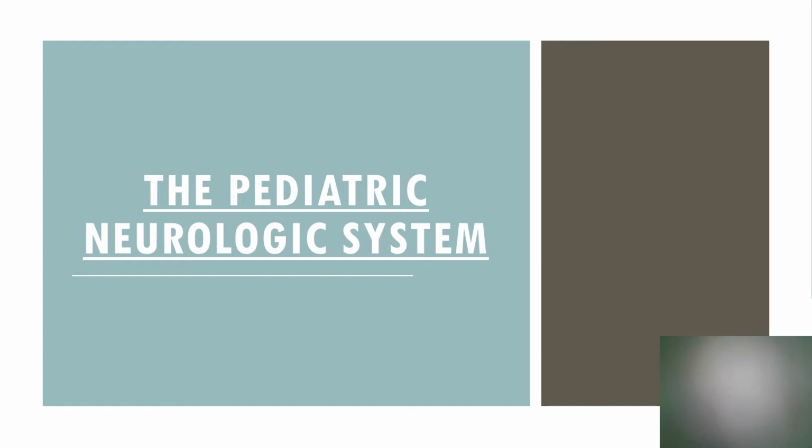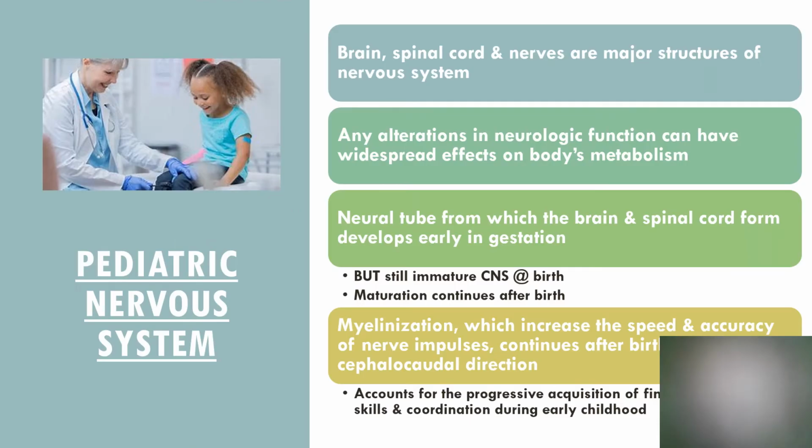So let's talk about the differences between the pediatric neurologic system and the adult neurologic system. As you know, brain, spinal cord, and nerves are all the major structures that make up our nervous system. Any alterations that take place in neurologic function can have widespread effects on the body's metabolism, as well as basically the body's function. We need our nerves to essentially talk to areas of our body so that body processes can take place, movement can take place, and general body function.